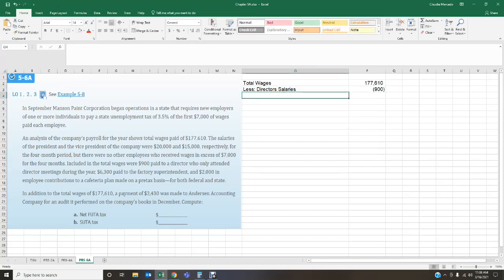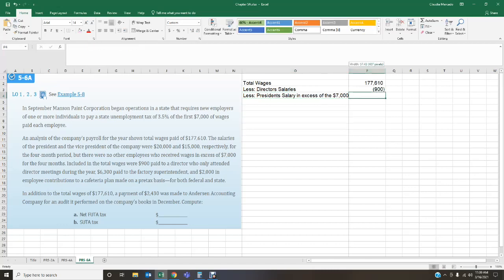Now I'm also going to deduct the president's excess, in excess of the $7,000. Not present, precedent. Okay, here we go.